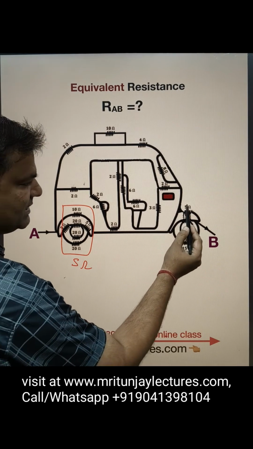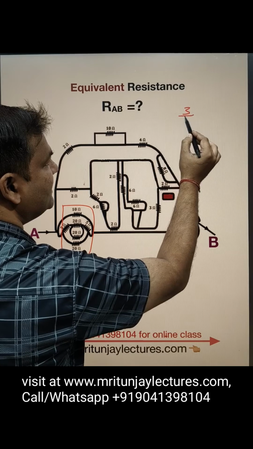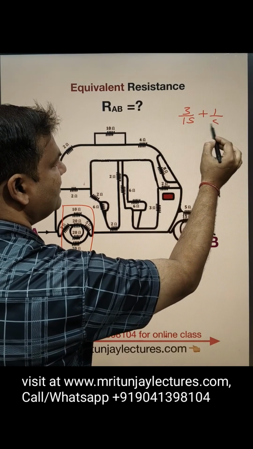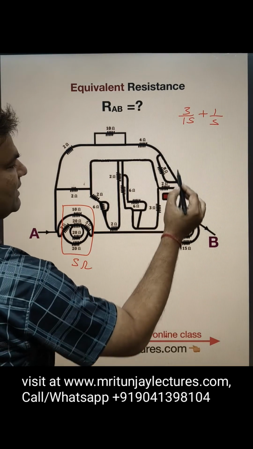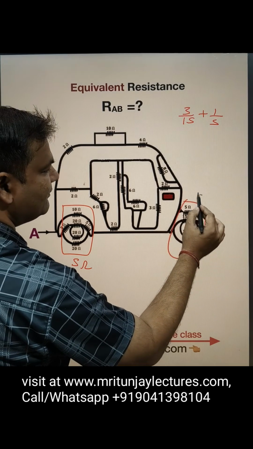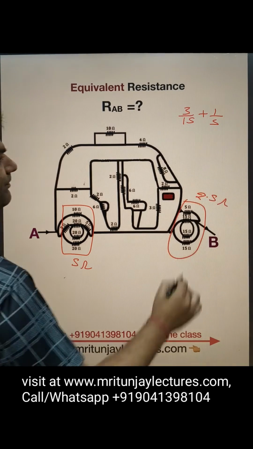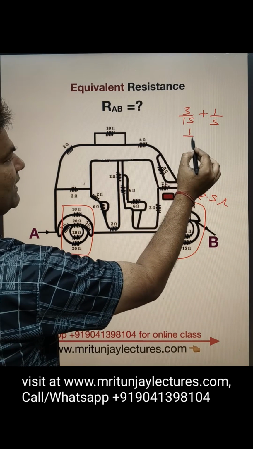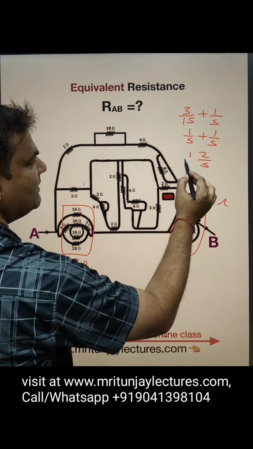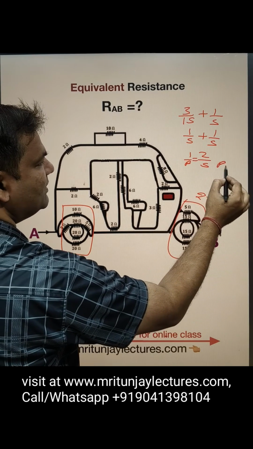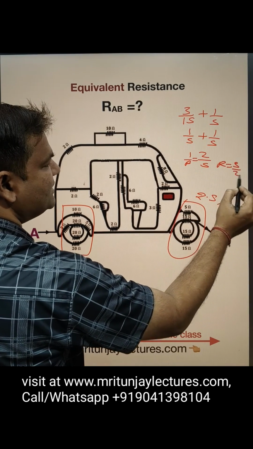Here 1 by 15, 1 by 15, 1 by 15. These three are parallel. Basically 3 by 15 plus 1 by 5. This one is also parallel. So we got, basically that one is 2.5, because of 1 by 5 plus 1 by 5. So 2 by 5. So 1 by R is 2 by 5. So R is how much? 5 by 2, which means 2.5.